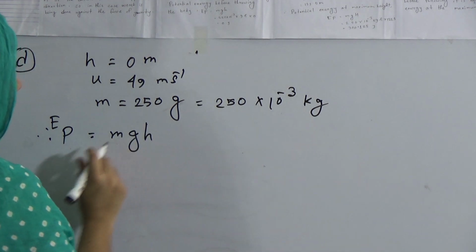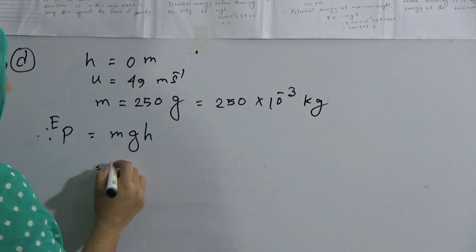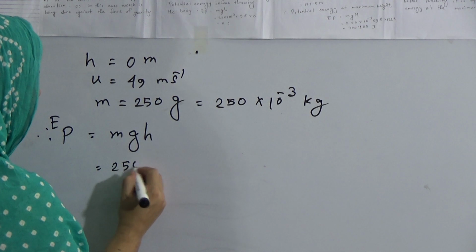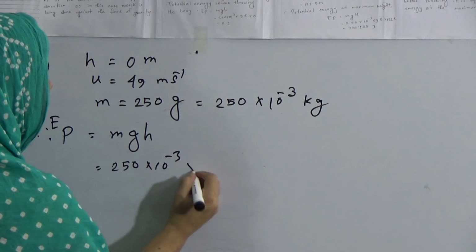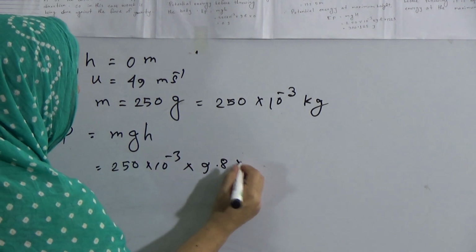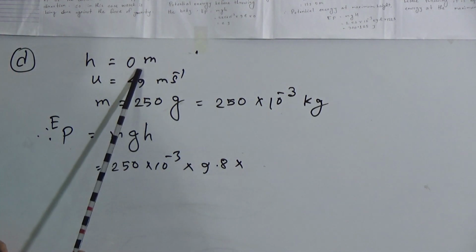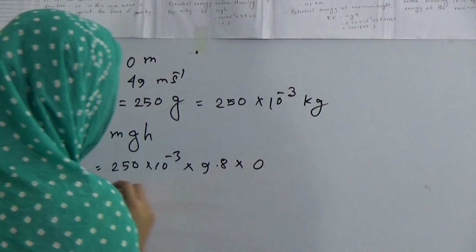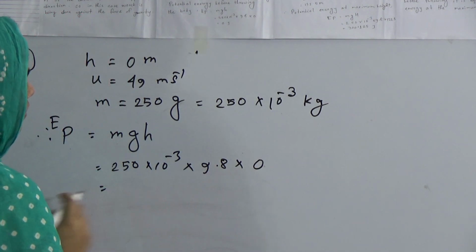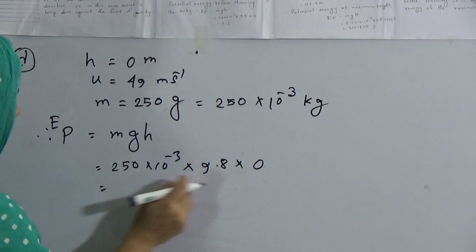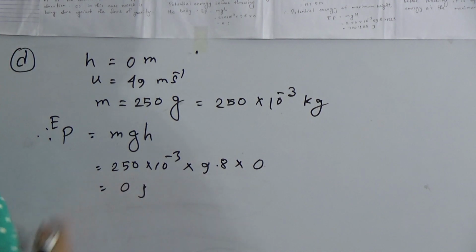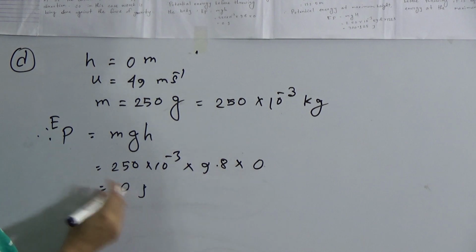Now put the value. m means mass. The mass is 250 into 10 to the power minus 3, into g means 9.8 meter per second square, and h is 0. Height before throwing the body will be 0. So the total potential energy will be 0 joule. Okay, now the kinetic energy before throwing the body.